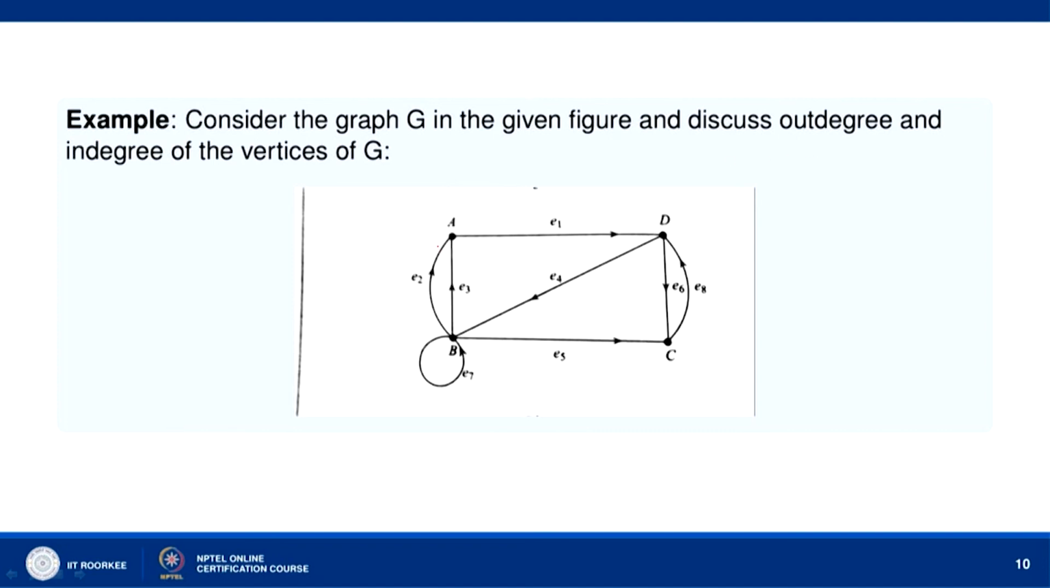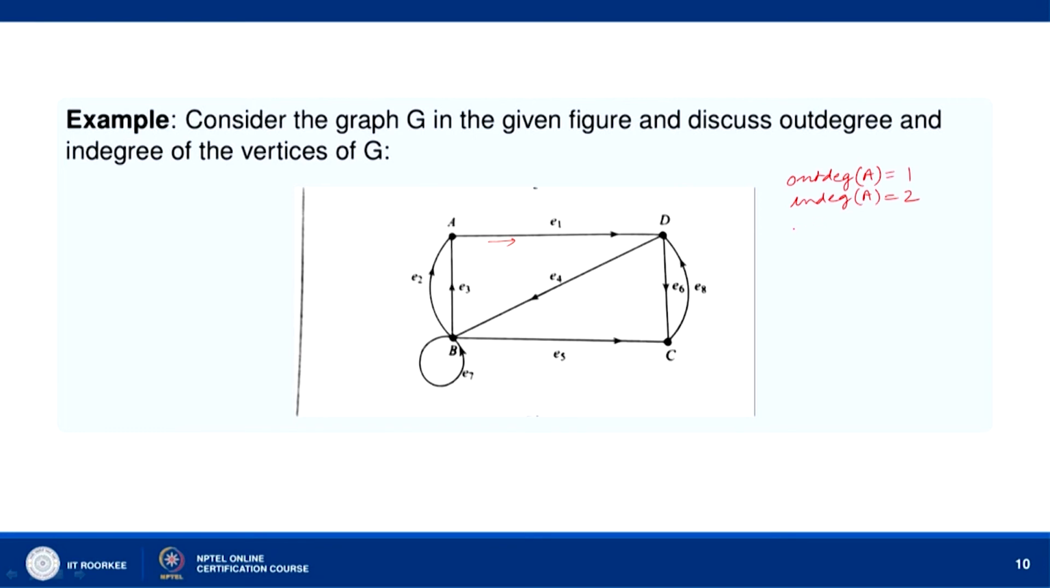Let us see. Let us first find the out degree of A. How many edges are beginning at A? You see this edge E1 is beginning at A. There is no edge other than E1 which is beginning at A. So, out degree of A is 1. In degree of A will be how much? The edges that are ending at A. E2 is ending at A, E3 is ending at A. So, in degree is 2.